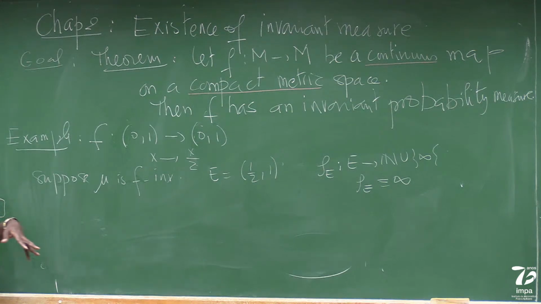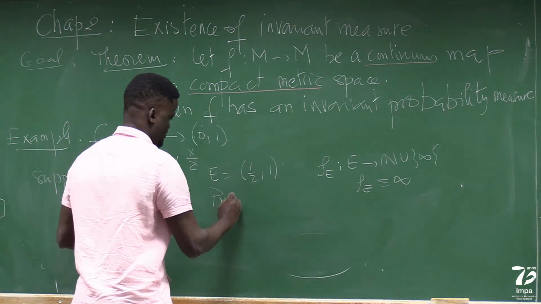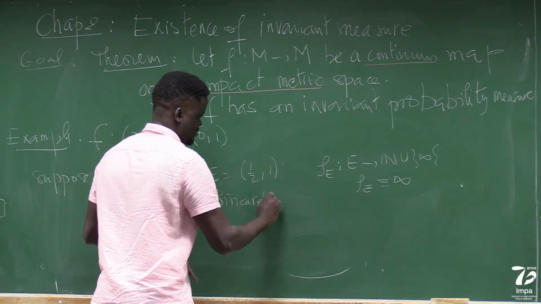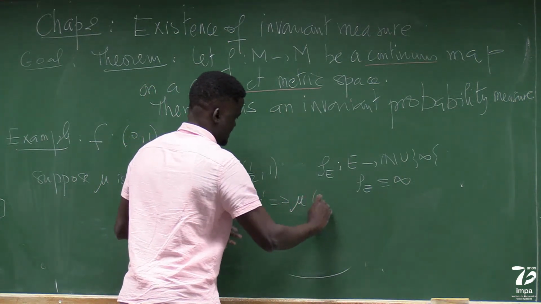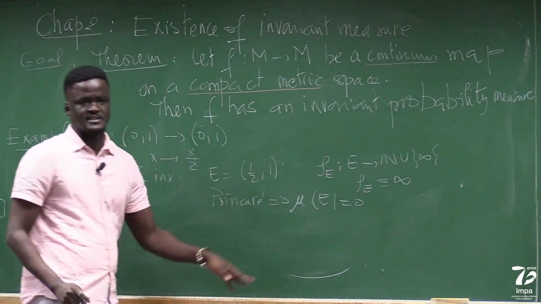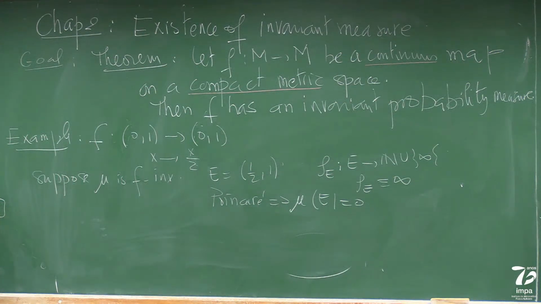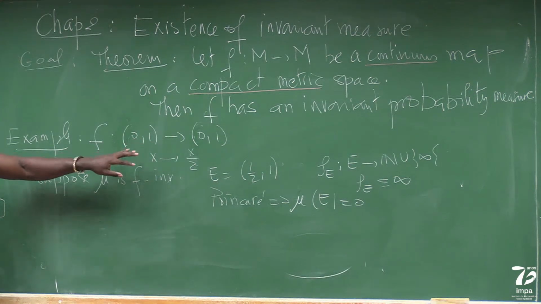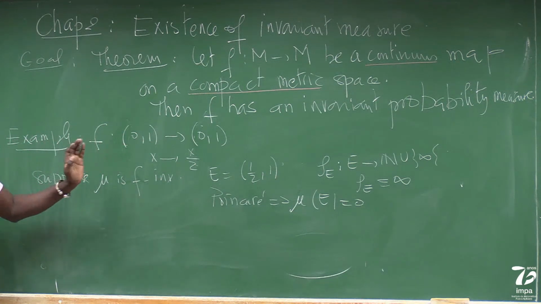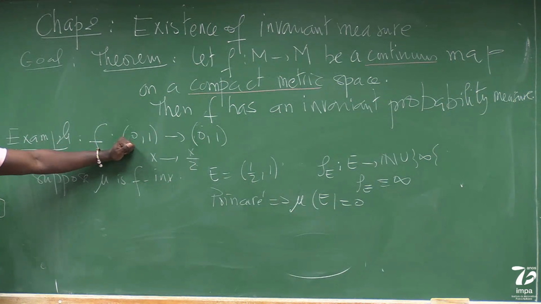So by Poincare recurrence, the measure of this set is 0. Because if it has positive measure, the points come back. You can do it for any other interval, for any other interval that is a subset of this guy, unless it contains 0.